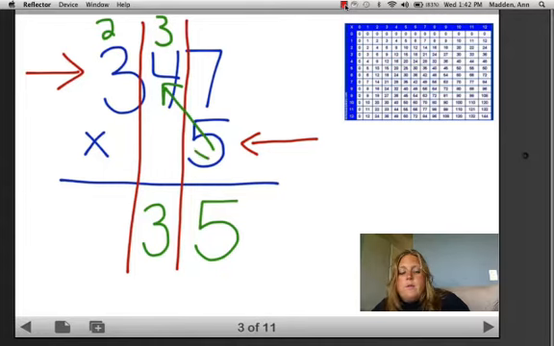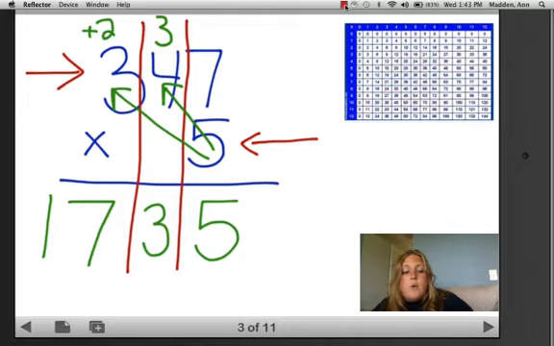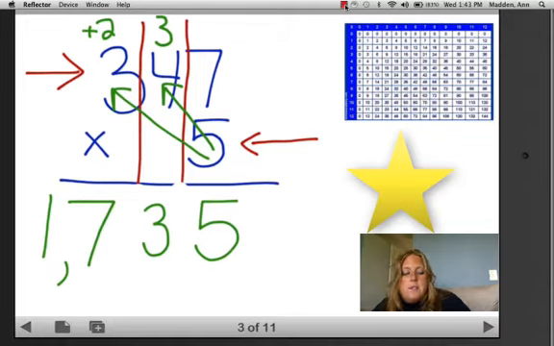I now continue to move on, and I multiply 5 times 3. 5 times 3 is 15. 15 plus 2, don't forget to have that 2 added in up above. 3 times 5 is 15 plus 2 is 17. There is nothing left to multiply, so I can write down my entire 17. My answer turns out to be 1,735. Let's practice another.